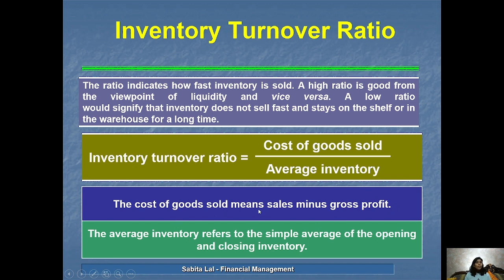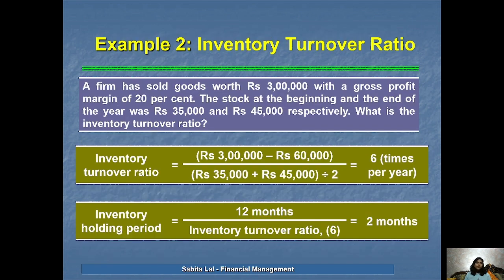So COGS, cost of goods sold, divided by average inventory. Now cost of goods sold means what? Sales minus gross profit. You should know this formula, because if you have sales and gross profit, you are able to calculate the COGS. And if you don't have the average inventory, you take the opening and closing inventory average. So the ITR is very important. That is cost of goods sold by average inventory.